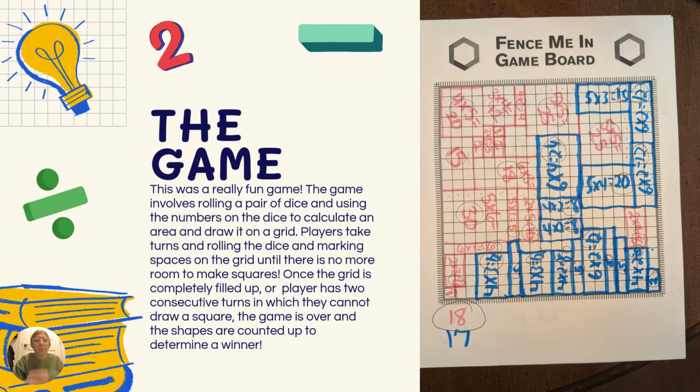So, the game. This was a really fun game. The game involves rolling a pair of dice and using the numbers on the dice to calculate an area and draw it on a grid. Players take turns rolling the dice and marking spaces on the grid until there is no more room to make squares. Once the grid is completely filled up, or a player has two consecutive turns in which they cannot draw a rectangle, the game is over and the shapes are counted up to determine a winner.